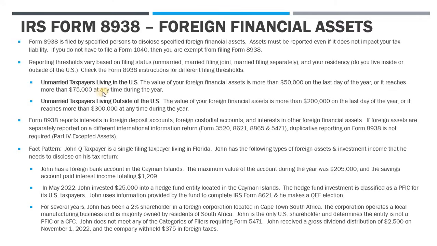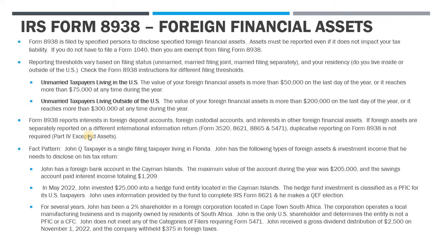So if you're unmarried and you're living in the U.S., and the value of your foreign financial assets is more than $50K on the last day of the year or more than $75K at any time during the year, then you have to file this 8938. Now notice how much it changes if you're living outside the U.S. If you're a single filing taxpayer living outside the U.S., and the value of your foreign assets is more than $200,000 on the last day, or if it reaches more than $300K anytime during the year, then you have to file, right?